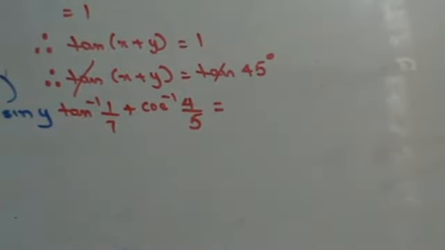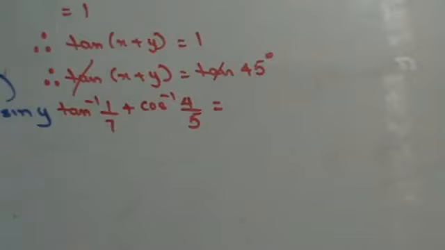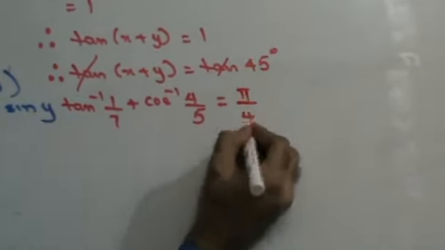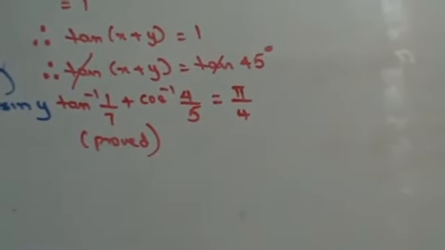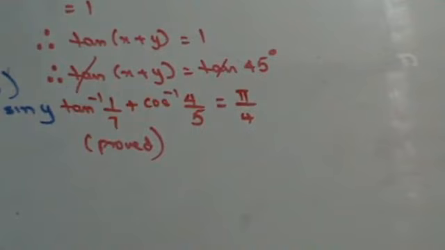45 can be written as 180 divided by 4. 180 is nothing but pi radians, so this is pi by 4, and this is what we have to do. Right? Next, let's see another sum, people.